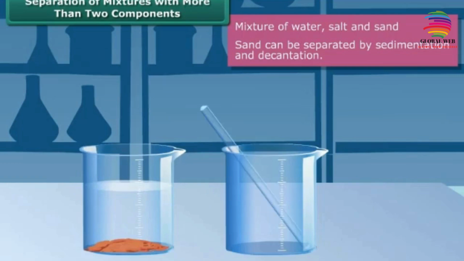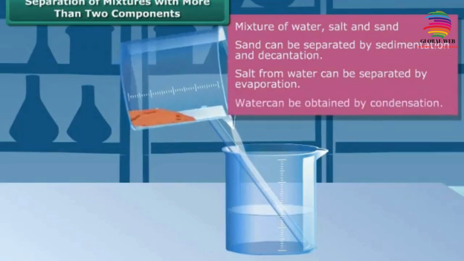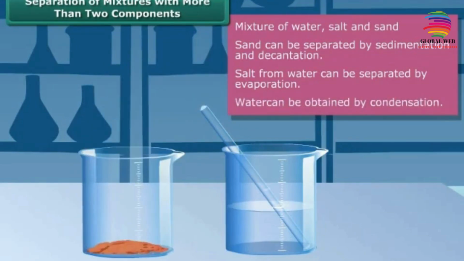Now, salt, being soluble, is completely dissolved in water. This is done through evaporation and condensation. Let us look at what we mean by these two terms.